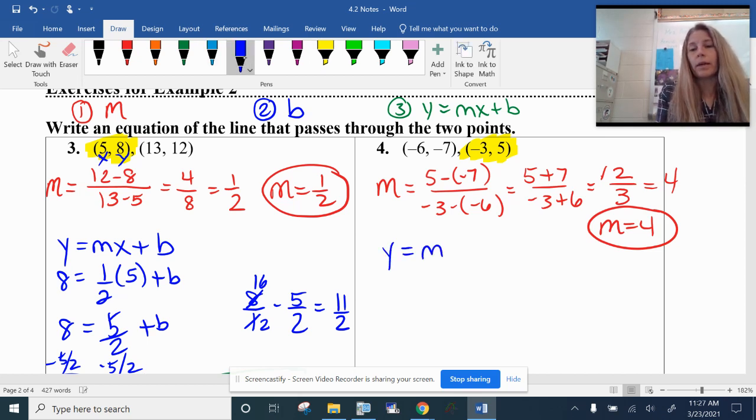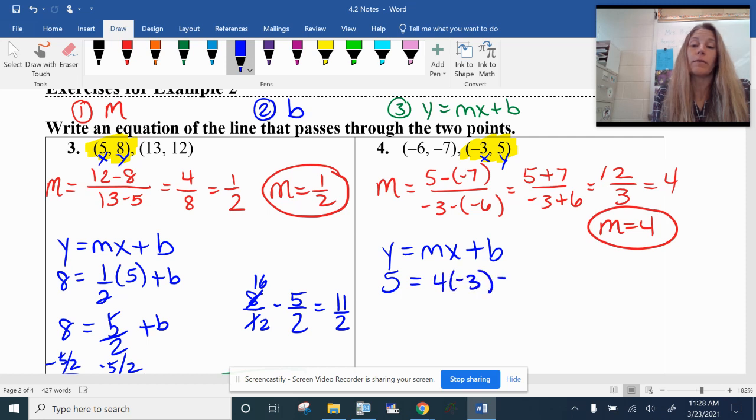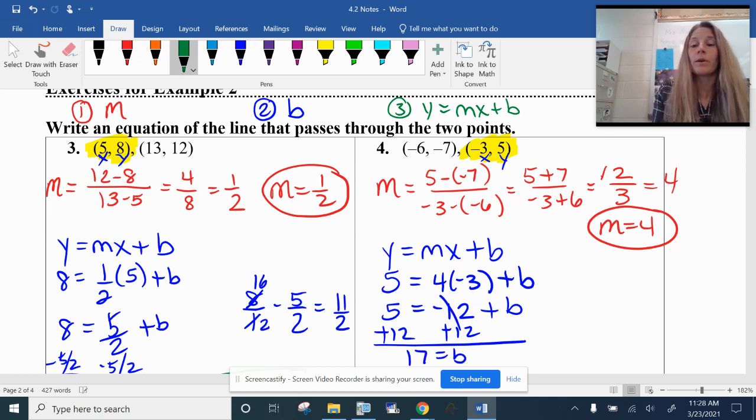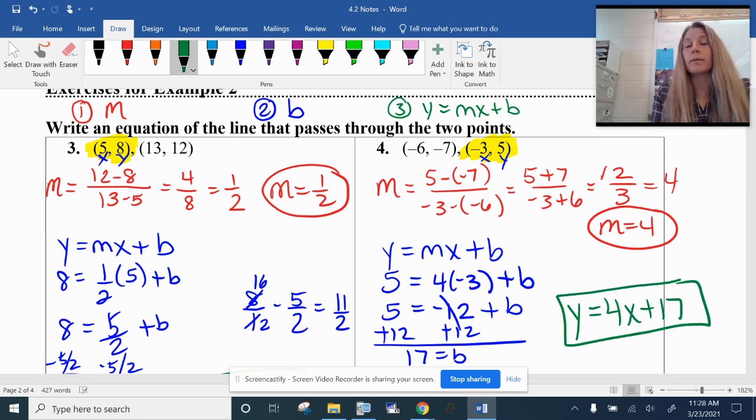So again, plugging into slope-intercept form, I'm going to use the -3 as my x and the 5 for my y. So 5 equals 4 times -3 plus b. 4 times -3 is -12. And we'll add 12 to each side. So b will equal 17. So then writing my equation, it will simply be y equals 4x plus 17.